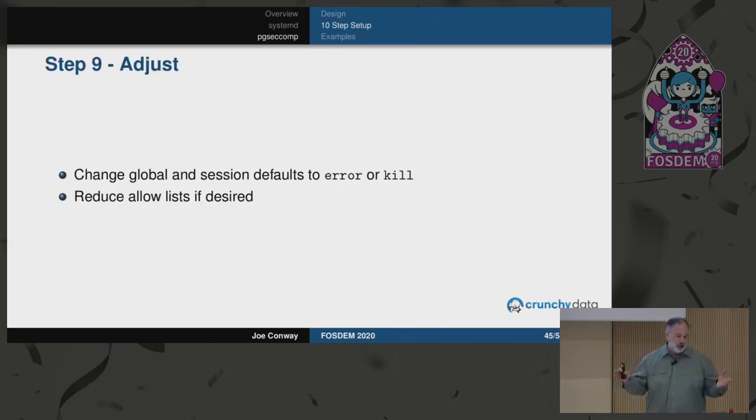Now, at this point, optionally, you might decide to change your defaults to error or kill. As I said earlier, I think probably what you would want to do is leave it set to log for some period of time, implement all this in production, and then monitor your auditd log for some period of time and see if anything else pops up. It should be fairly lightweight at this point. It shouldn't happen very often, but when it does, go investigate and see if you can figure out, using the Postgres source or whatever, why you got this syscall. And if you can convince yourself that it was legitimately Postgres, add it to the allow list. If it wasn't legitimately Postgres, you better figure out why that happened.